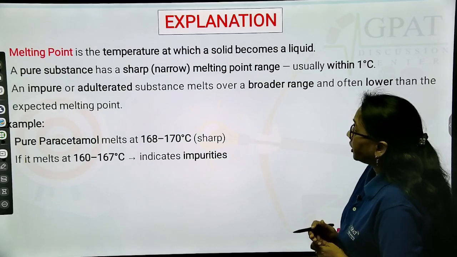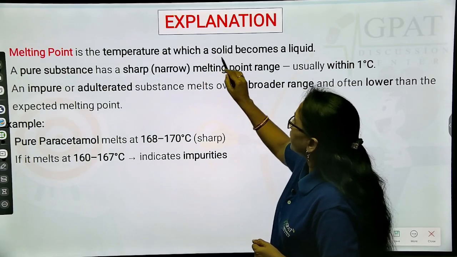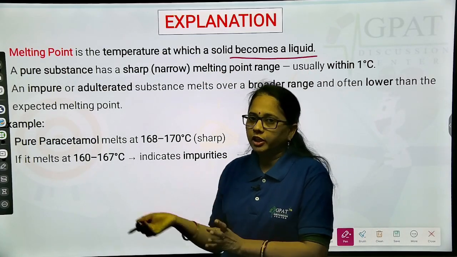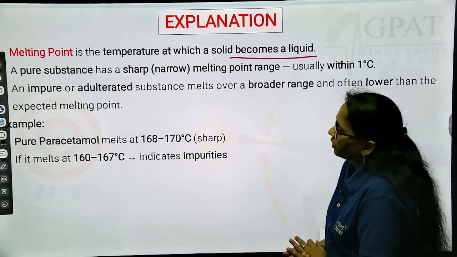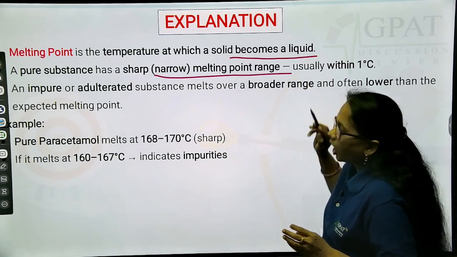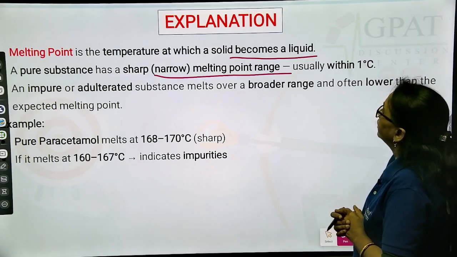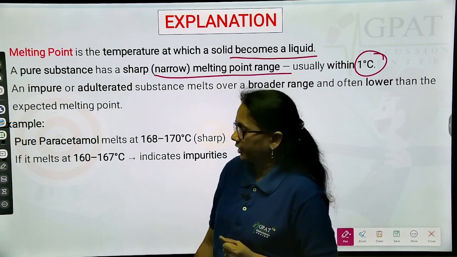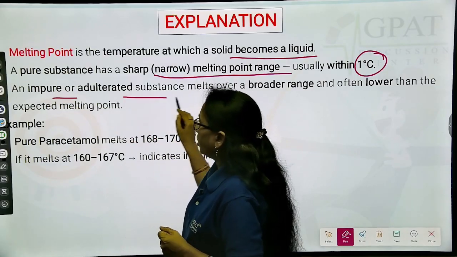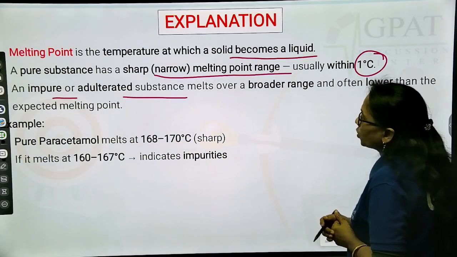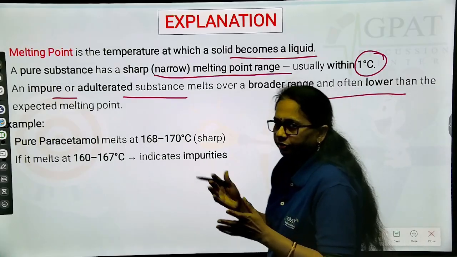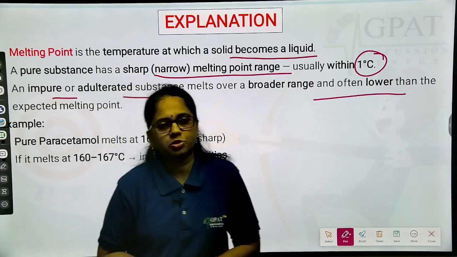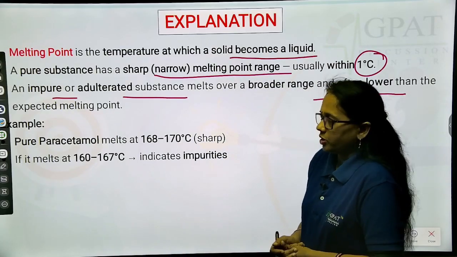So, we know that melting point is the temperature at which a solid becomes a liquid, or sometimes the solid directly gets charred. A pure substance has a sharp melting point, usually within plus or minus 0.5 to 1 degrees. An impure or adulterated substance melts over a broader range and often lower than the expected melting point, because the impurities make it start melting before that point.